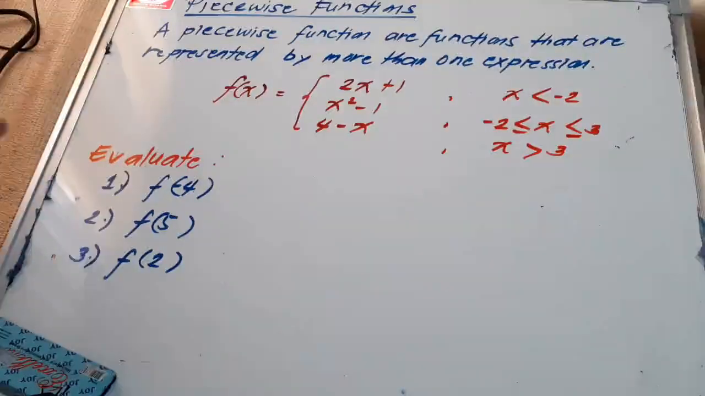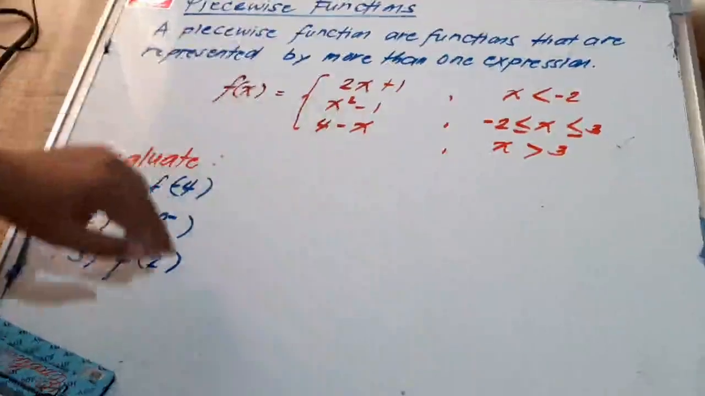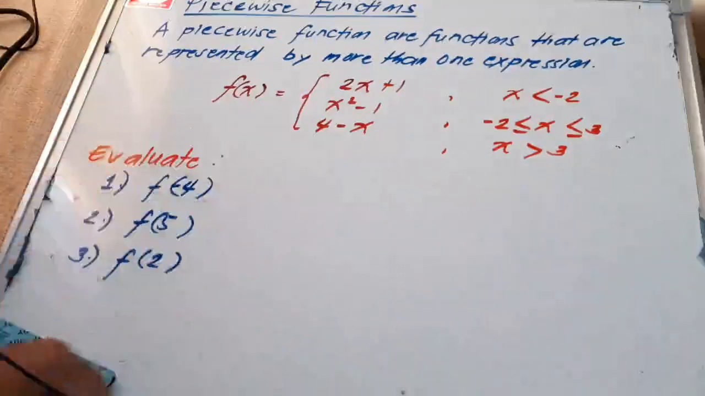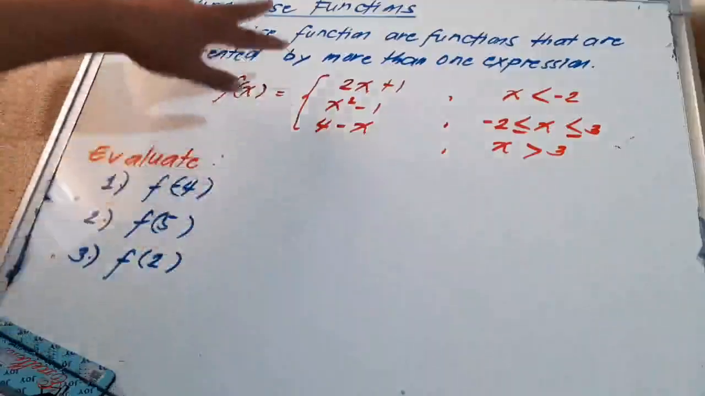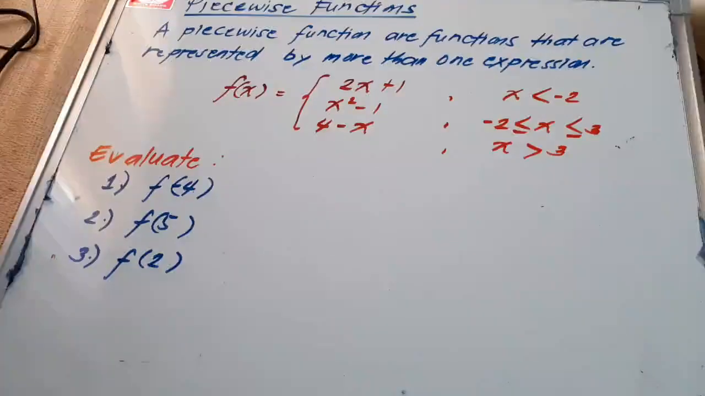So, ibig sabihin, pag sinabing piecewise functions, dapat ay more than one expression. Okay? At kailangan yung bawat expression ay may mga conditions, okay, or allowable values of x from each of the expressions. Now, how are we going to evaluate piecewise functions? So I have here examples 1, 2, 3 in evaluating a piecewise functions.